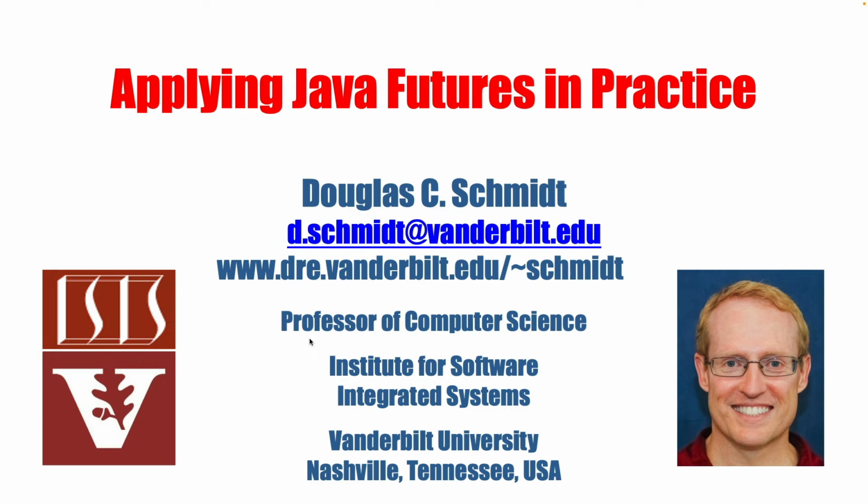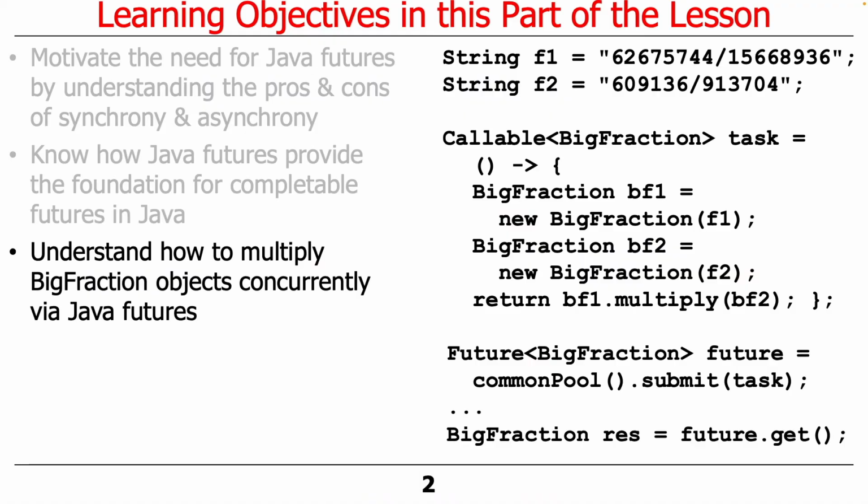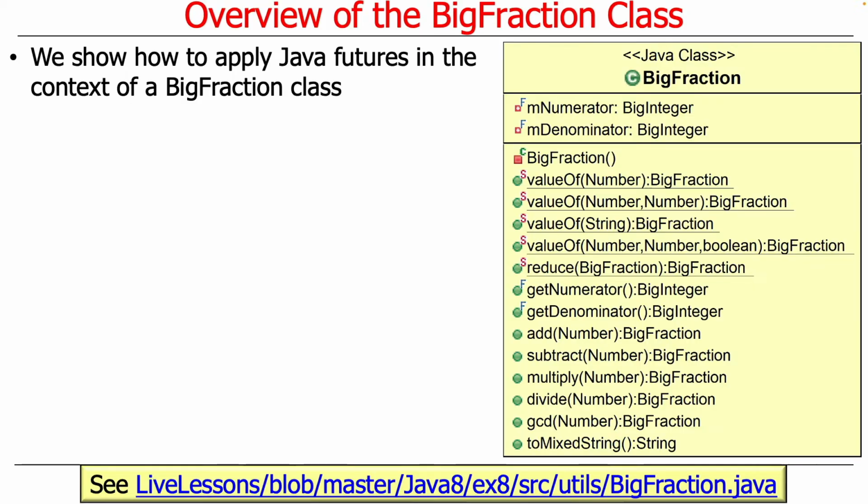So now that you've had a chance to see how Java futures work visually, let's actually take a look at how they can be programmed. This will be similar to what you just saw visually, but it'll fill in some of the pieces and show actual Java code. As before, we're going to use this example to multiply big fractions concurrently using Java futures and the Java common fork join thread pool.